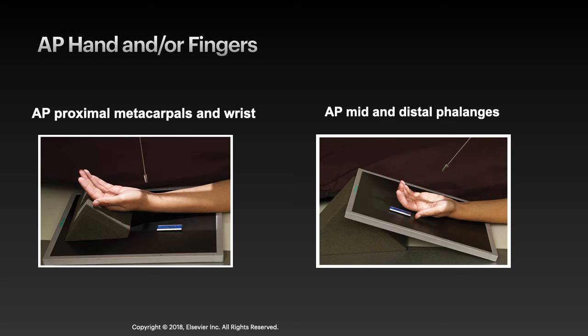On the right you see that they have not only built up the IR in order to get a decent AP of the mid and distal phalanges. And they also put a slight angle on the C-arm in order to flatten out those fingers for the patient.